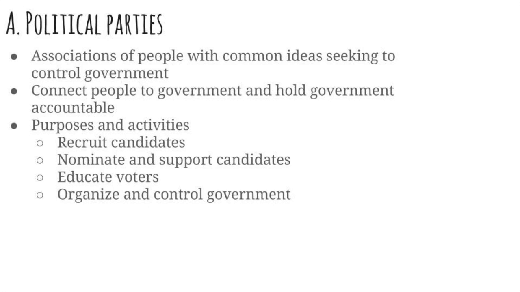Now, they do have some purposes and activities, specific things they do. They recruit candidates and they support them in an effort to control government. They also educate voters about what the important issues are through advertising and through providing mailings and meetings and things like that. They also organize and control the government through not just candidates who get elected, but also through bureaucrats and low-level employees, and they are the ones who implement many of the policies.